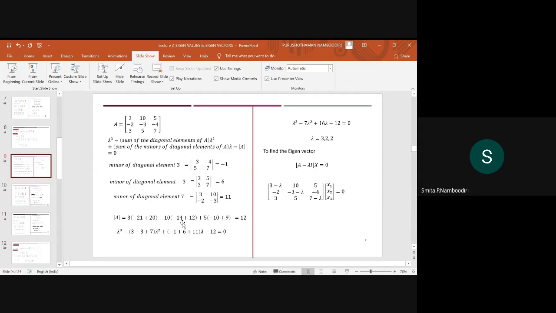Okay. So, and just check the roots also. Roots of this equation, lambda cube minus 7 lambda squared plus 16 lambda minus 12. Yeah. Yes, the roots, please check the roots. 3 2 2. Is it okay?